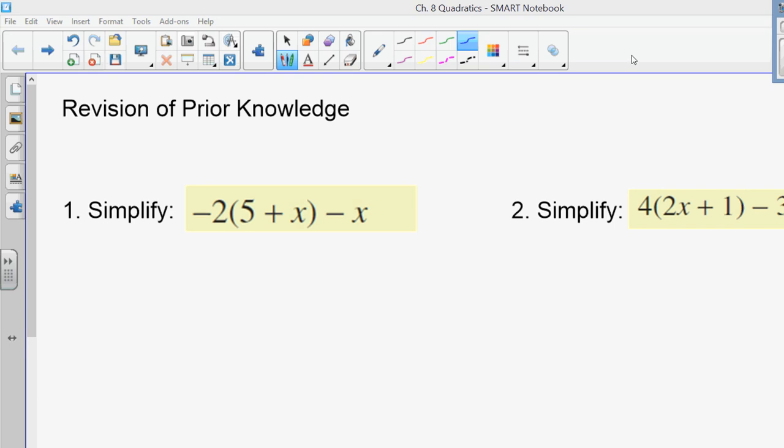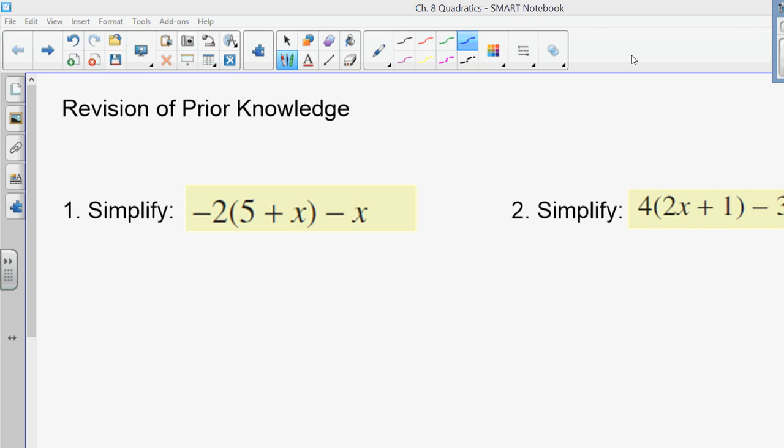Hi, Year 9. We're going to go ahead and start Chapter 8 with a little bit of revision today. So again, as I told you, while I'm out today, just go ahead and open up your notebooks, try these 2 questions on your own, and then we'll lead into the 8A notes and practice questions.